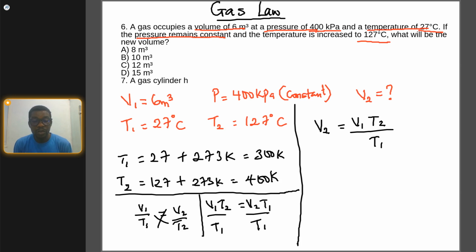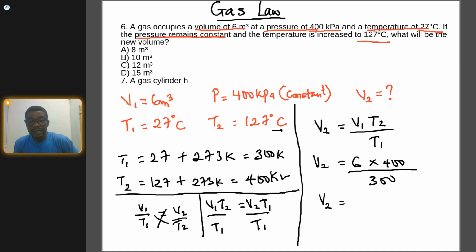So this is the expression of the formula. To get V2, we make use of V1 multiplied by T2, all divided by T1. Let's substitute the parameters given in the question into the formula. V1 is 6 multiplied by T2, which is 400 Kelvin. We don't make use of degrees Celsius, but the Kelvin. Divided by T1, which is 300 Kelvin.